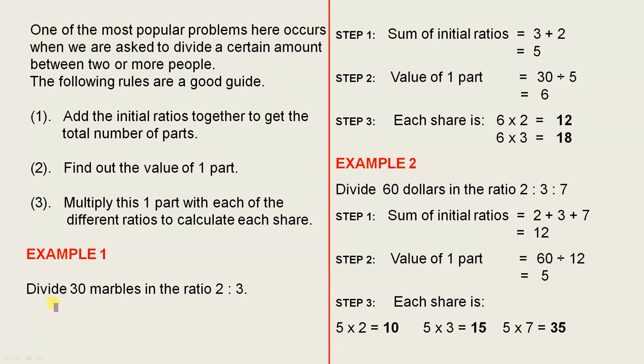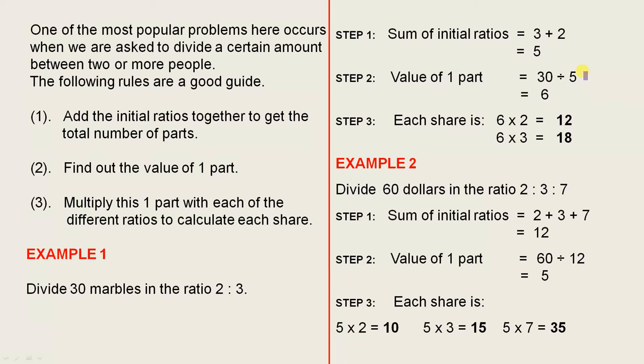Example 1. Divide 30 marbles in the ratio 2:3. So let's assume you had two people and one is getting 2 parts and the other is getting 3 parts. Step 1. Sum of the initial ratios. That's what step 1 says. Add them up. 3 plus 2 is 5, so you have 5 parts altogether.